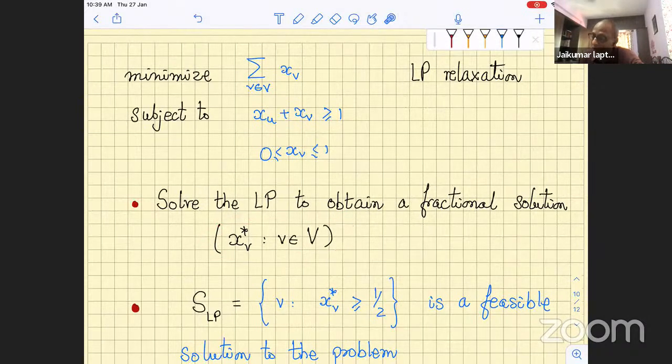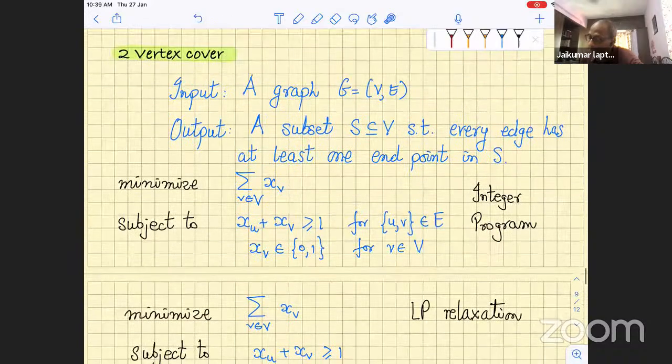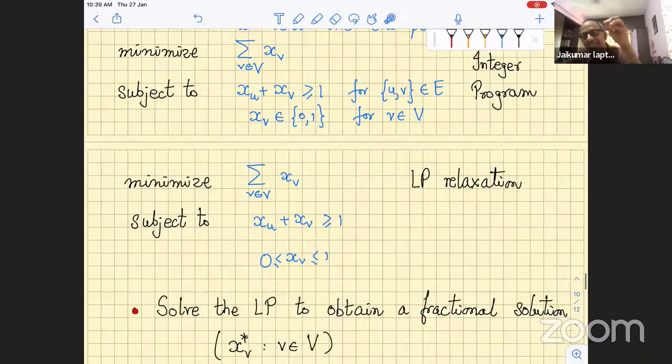So unfortunately, it might give you fractional values. It might say place half a cop at this, what are these things called? Intersection of roads, and 1/3 of a cop, maybe half a cop here, half a cop there, or 1/3 of a cop here and 2/3 of a cop there. And somehow, we cannot do that. In the vertex cover problem, we have to put integral values.